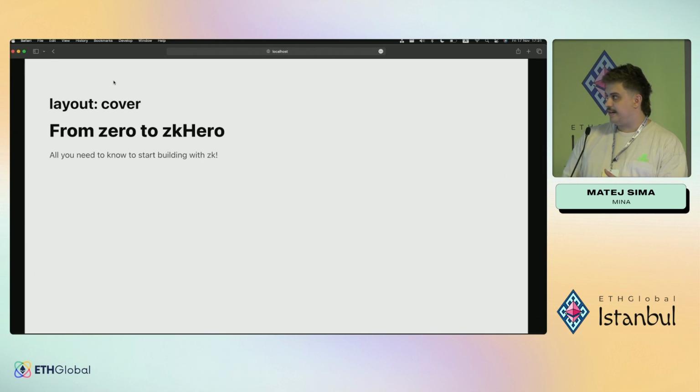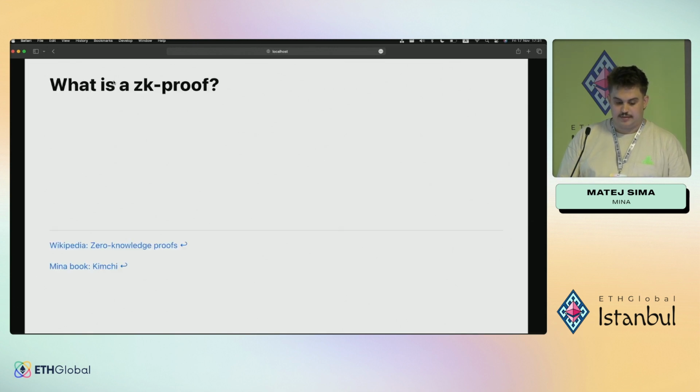Before we get to the actual zk-rollup building section, I want to make sure that we are all on the same page when it comes to understanding of what zero knowledge actually is. So let's get into it. So the first question I want to answer is, what is a zk proof?